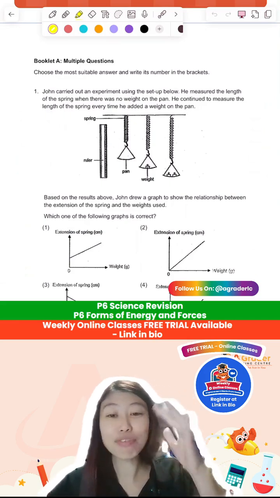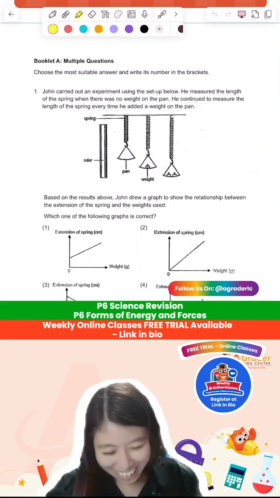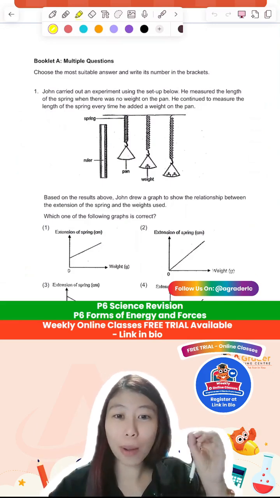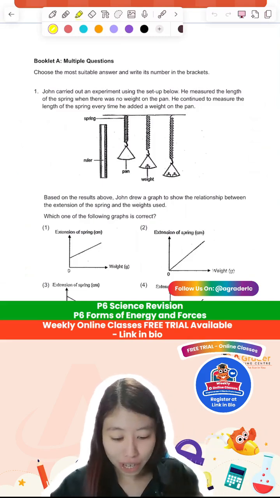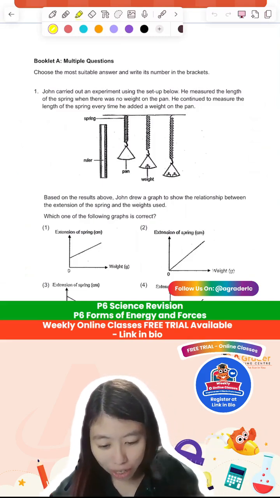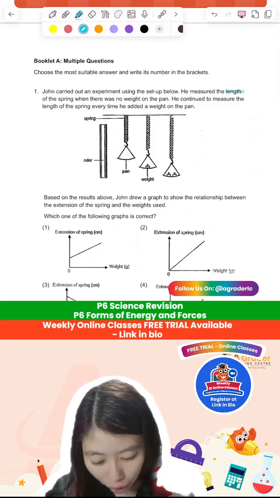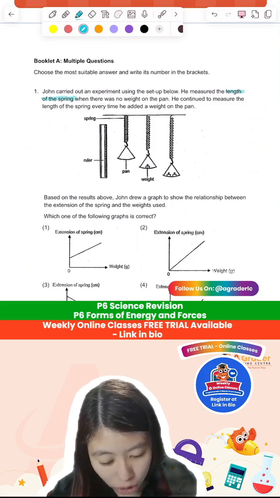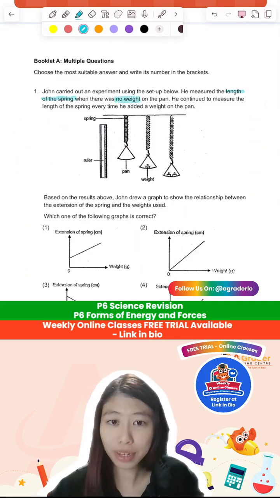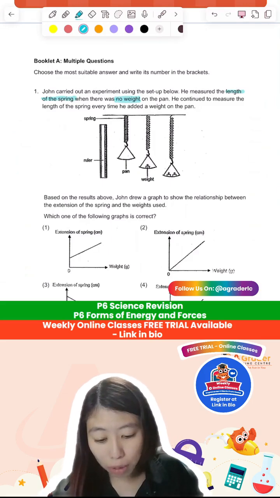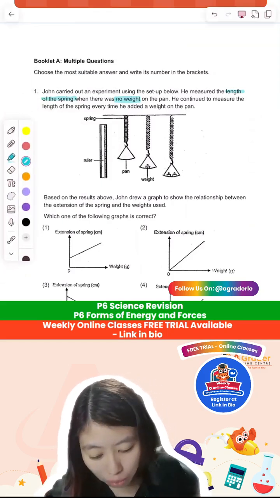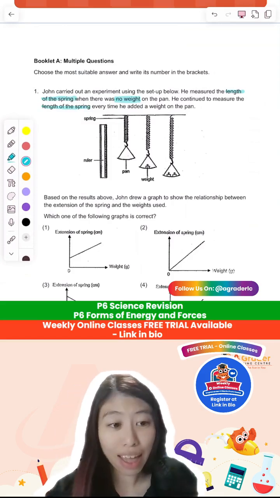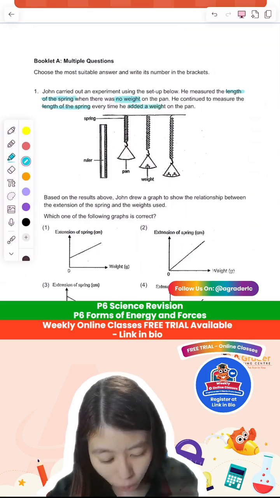Okay, everybody, let me start with this first. Always remember to identify your changed and measured variable in your experiment. For this case, you can see that he measured the length of the spring where there was no weight on the pen. You must always remember to take note of the important key points in your science question. Next, he continued to measure the length of the spring again every time he added a weight on the pen.